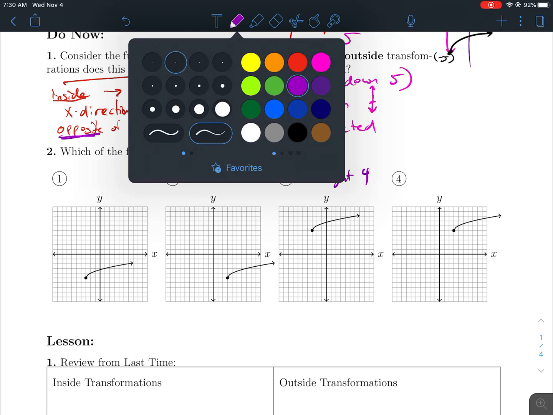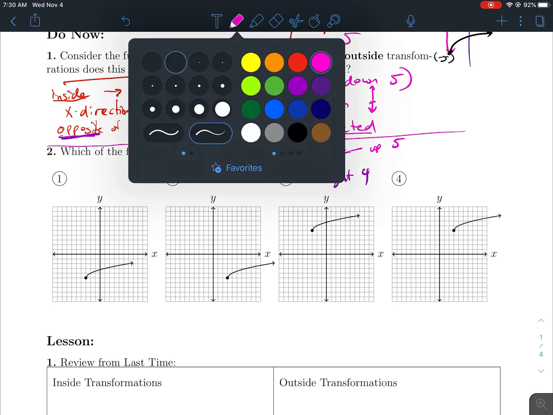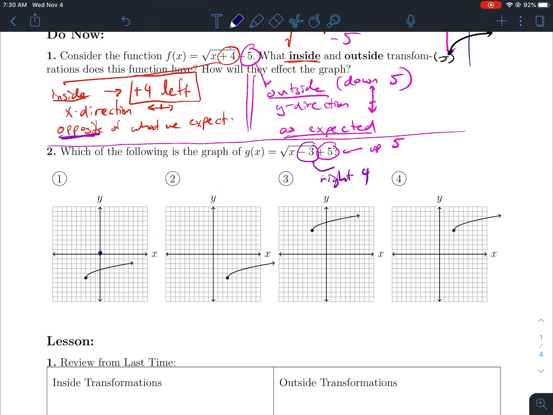And then here we go. We've got plus 5 as the outside transformation. Outside is always the y direction, so either up or down. In this case, we've got plus 5, so I think that's going to be up 5, because y is as expected for the outside transformations. All right, so we start with our overall shape here, essentially a starting point at 0, 0 with a weird little square root wave shape. And then we're going to test these out. So we're supposed to be moving right 4 and up 5.